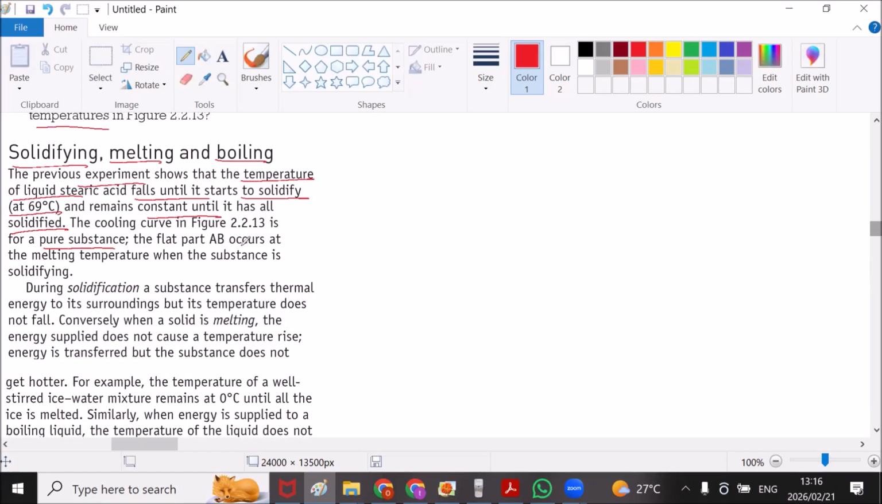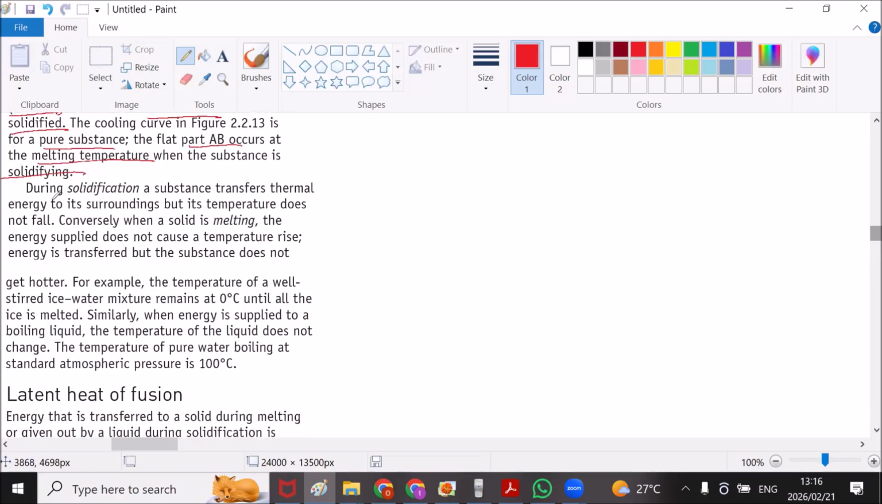The flat part AB occurs at the melting temperature when the substance is solidifying. During solidification, a substance transfers thermal energy to its surroundings, but its temperature does not fall. Conversely, when a solid is melting, the energy supplied does not cause a temperature rise. Energy is transferred, but the substance does not get hotter.